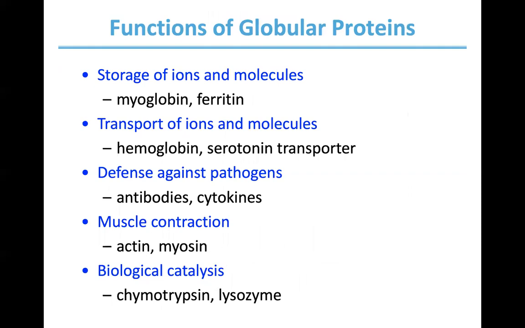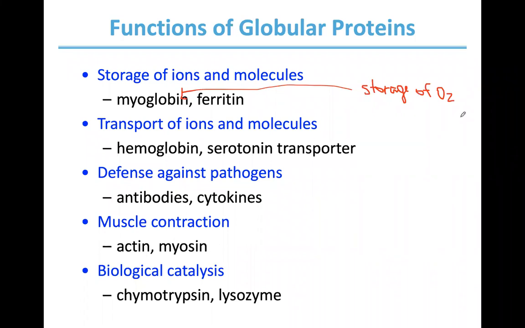All right, so globular proteins. They have lots of functions. This is just a general overview of what they do, right? Myoglobin, we just talked about it. Storage of oxygen. Storage, not transport, but storage. And primarily in the muscle, right? That's where oxygen is needed.